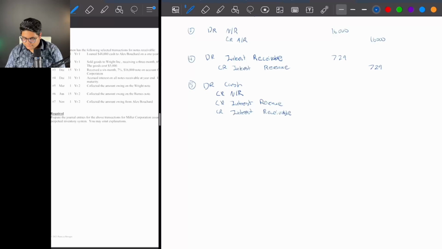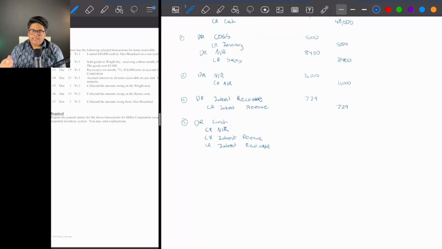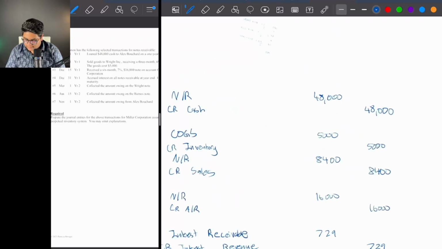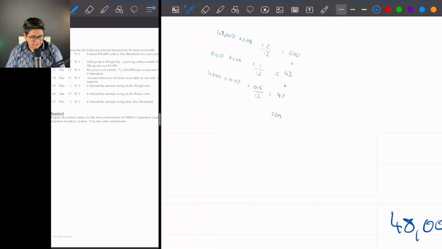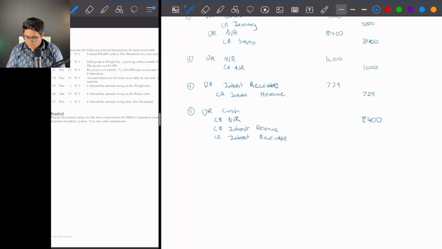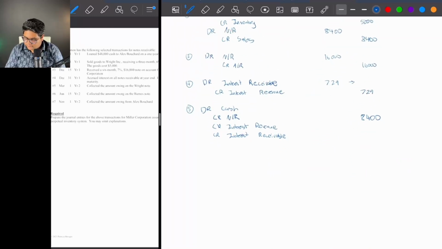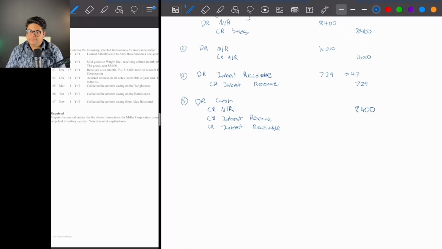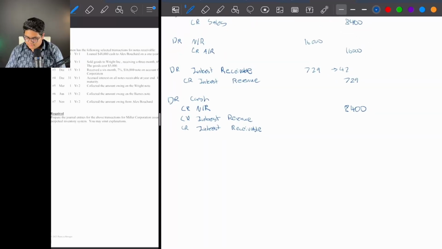So now we know for sure that the notes receivable has been received. We can go ahead and credit it for the original face value amount, which is $8,400. Now this interest receivable, it's not $729 because for the right note, it was for $42. So we needed to have received $42 from right. We have received $42 from right now. So we are going to credit the interest receivable by 42.